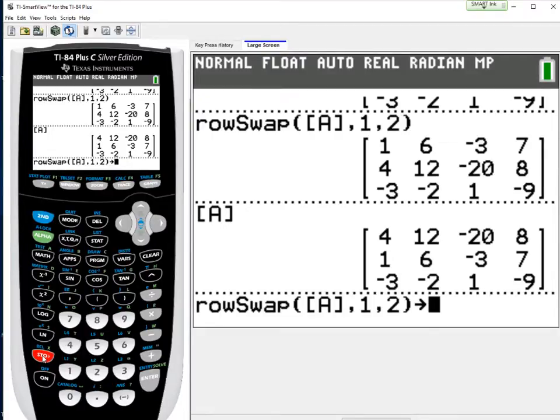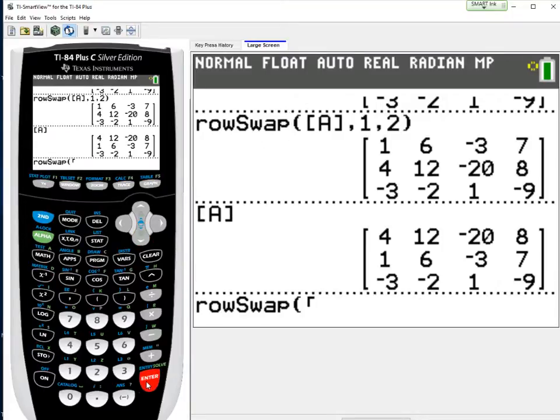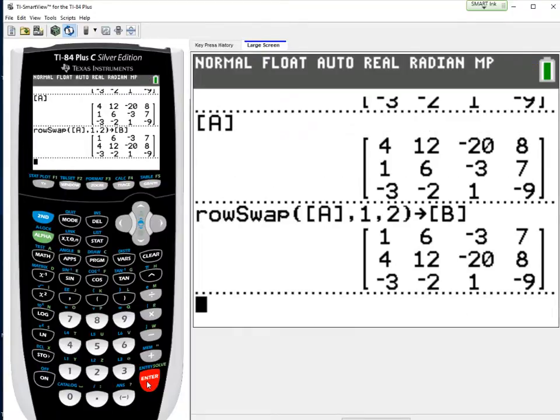What do you guys want to do right now? Store to a new matrix? Yeah. All right, cool. So all I do is go back and grab a new name. So I'm going to go over to matrix, and now I've stored it to matrix B. So take whatever you do here and store it in matrix B. I push enter. There's my row swap again.